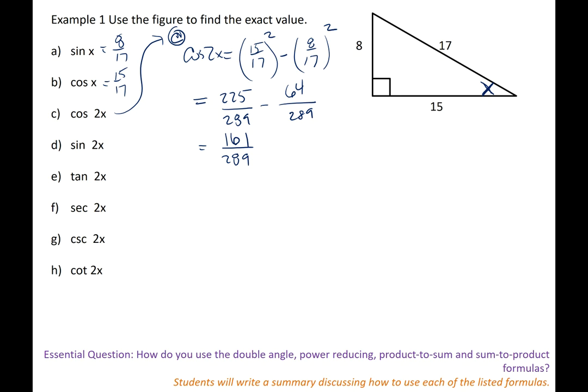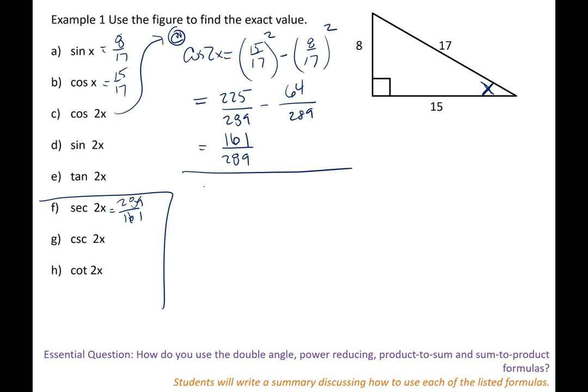Now, look at your double angle formulas again. Look at them on the pink sheet or up in your notes. Do we have a double angle formula for secant, cosecant, or cotangent? No. So how am I going to get those? Yeah, we're going to do the reciprocals just like we did last year. So for this one, I'm going to flip the reciprocal for cosine, which is going to be 289 over 161.